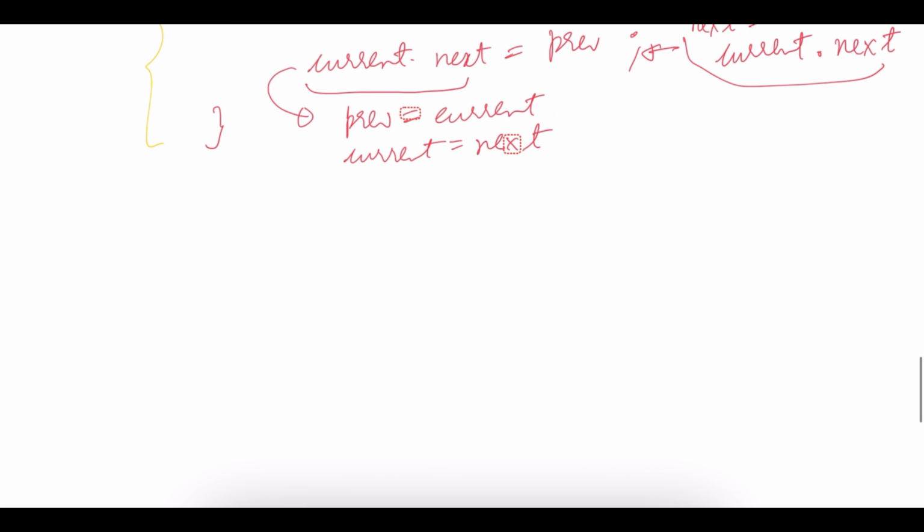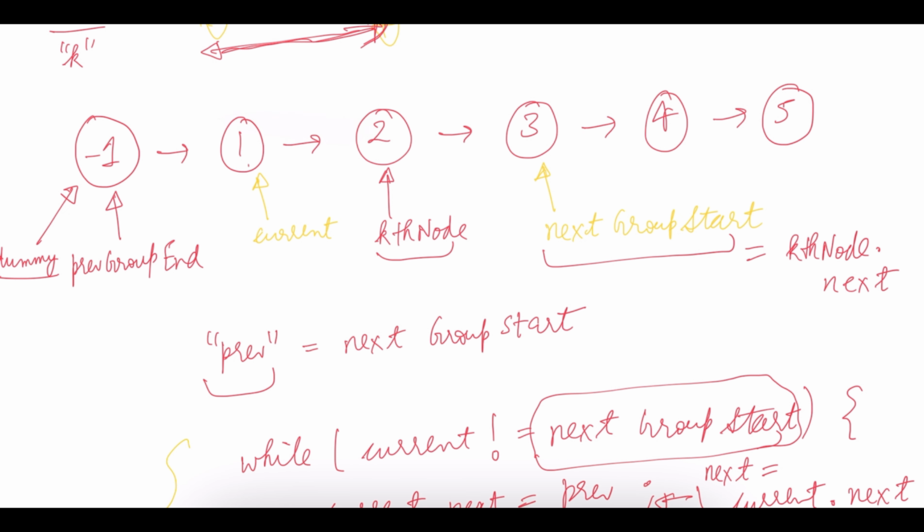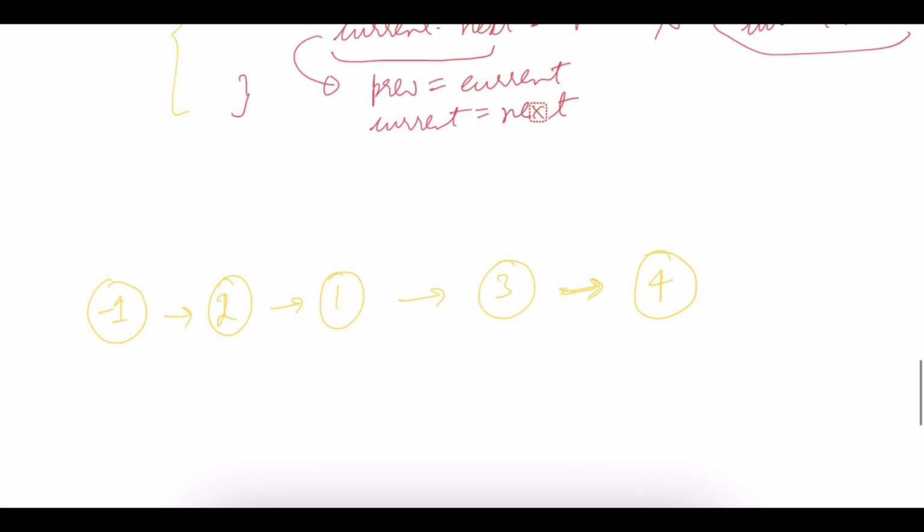So the situation that we're going to have is -1, 2, 1, 3, and 4. So currently what we have is we have reversed this, but we have not updated the next pointer of our previous group end. So we don't have this pointer yet.